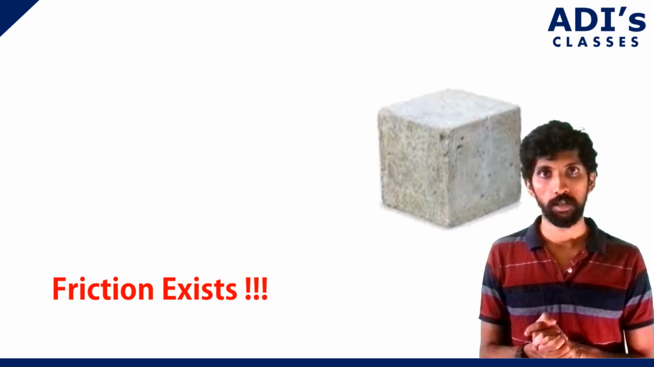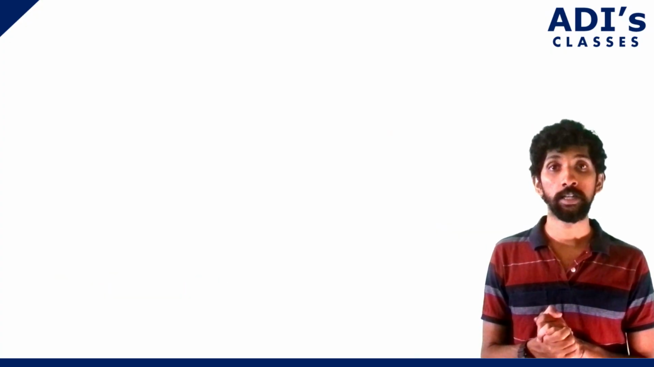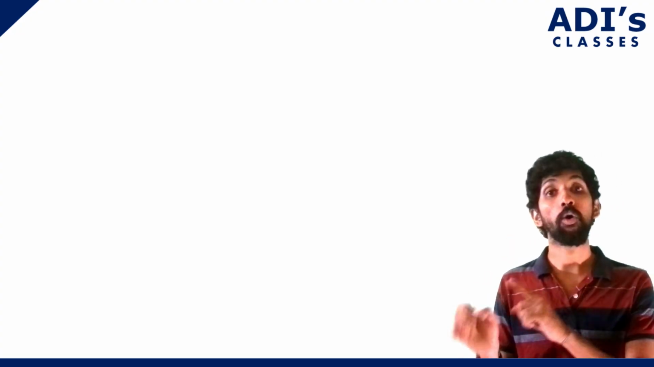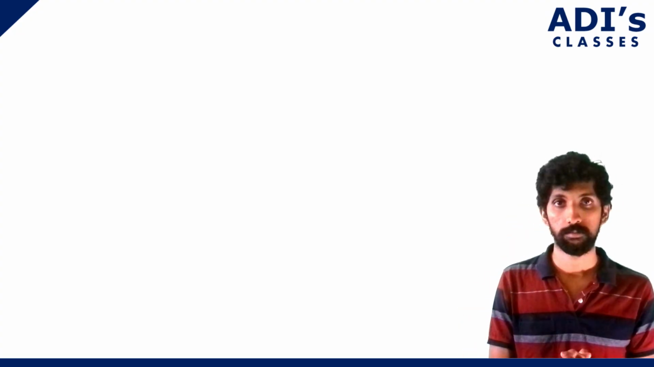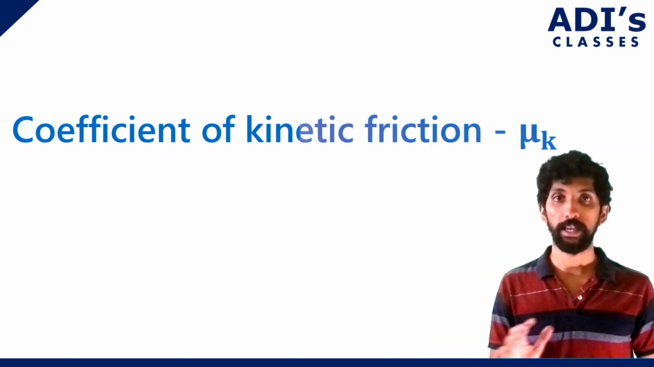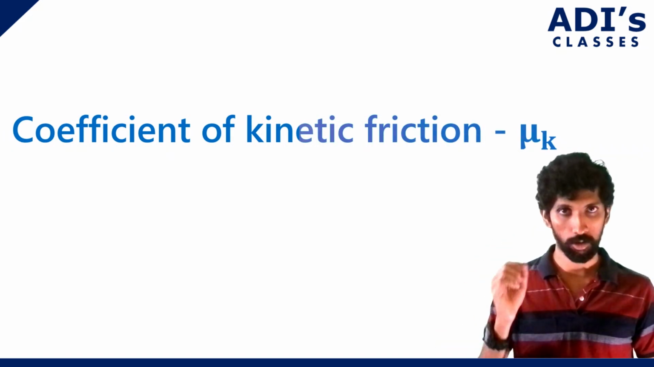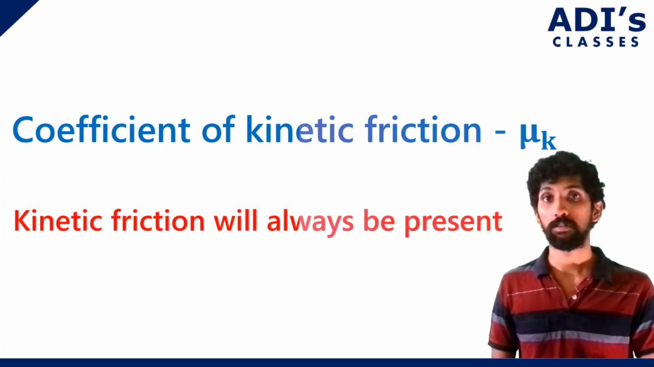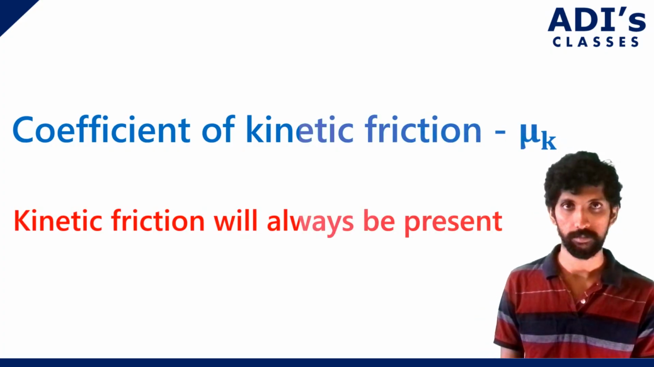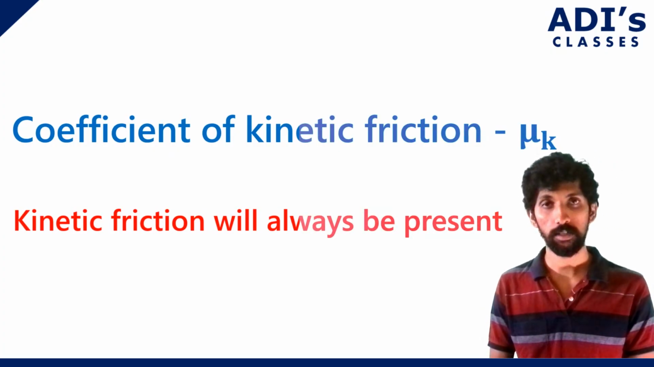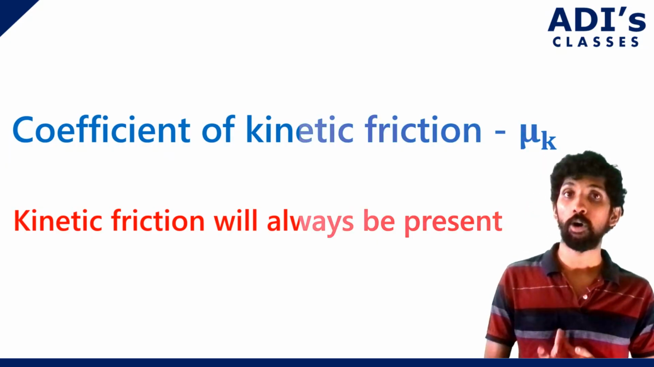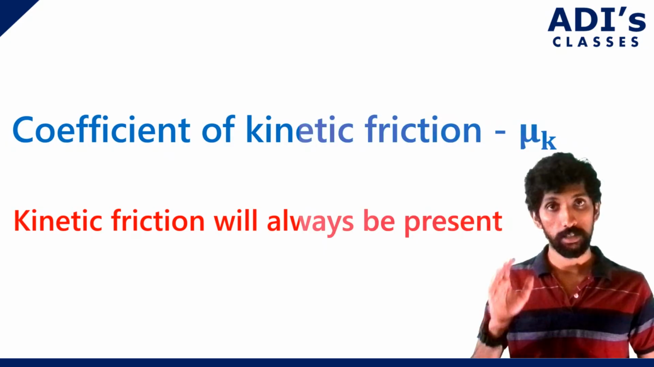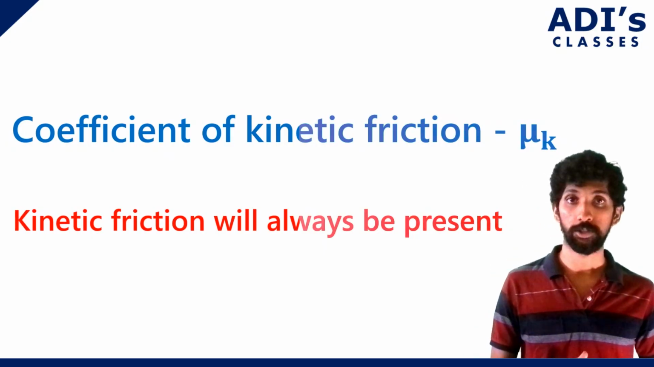Now, when it comes to kinetic friction, you have something known as the coefficient of kinetic friction. We call it mu k. And it also depends on the normal. You have been seeing it in the figure, right? Whenever an object moves, there is always kinetic friction.